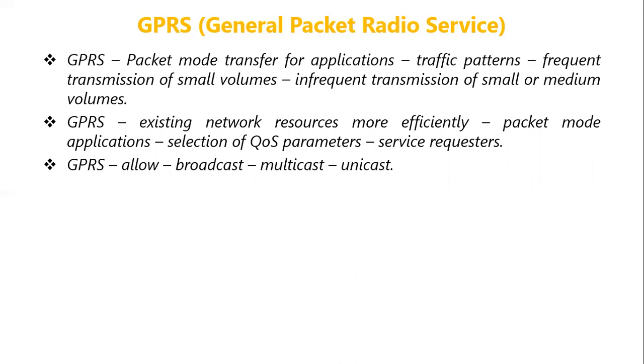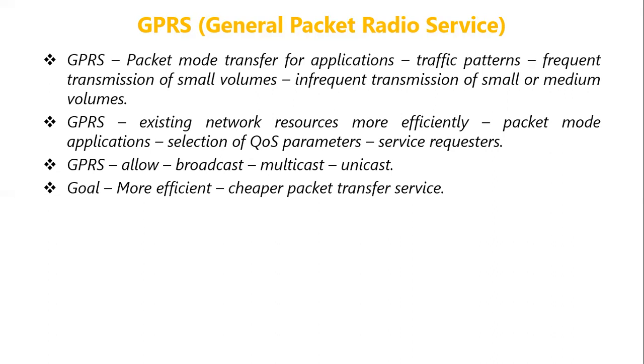It should also provide a selection of QoS parameters, quality of service parameters. And it should provide services like broadcast, multicast and unicast. Broadcast means sending information to everybody. Multicast is sending information to selected groups. Unicast is sending information to one person.